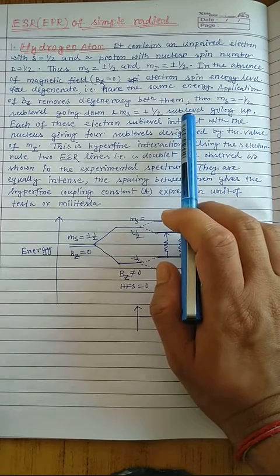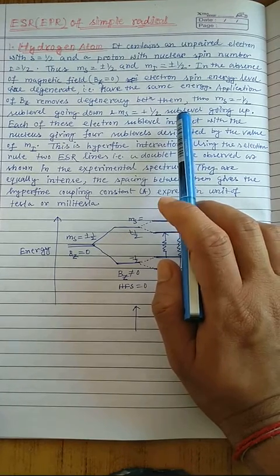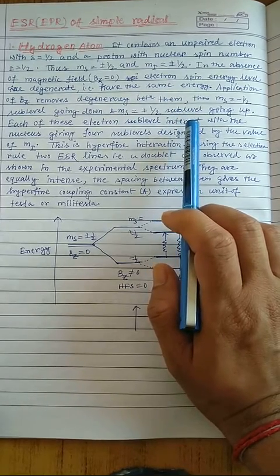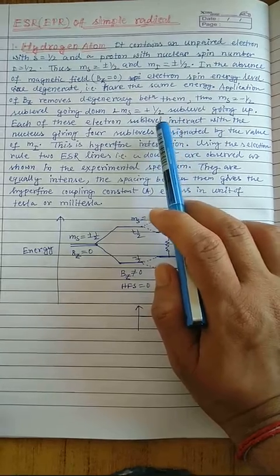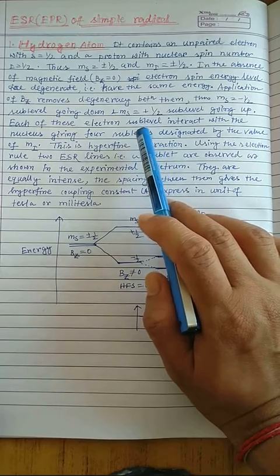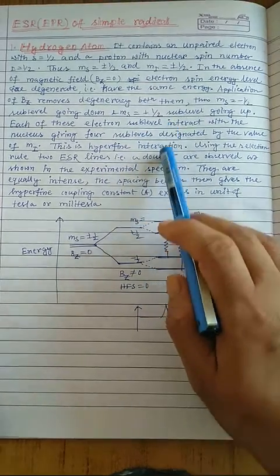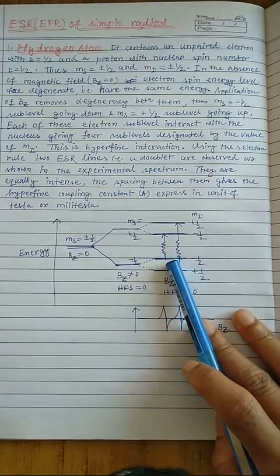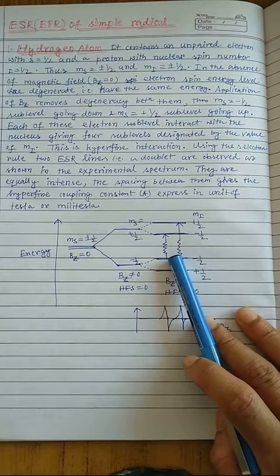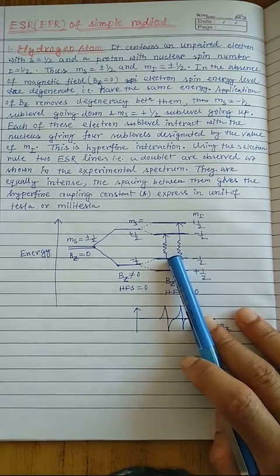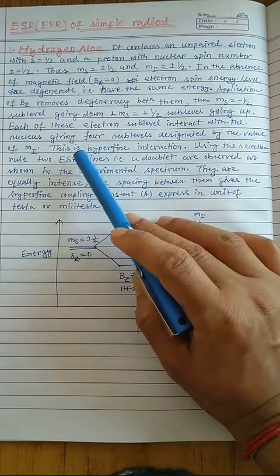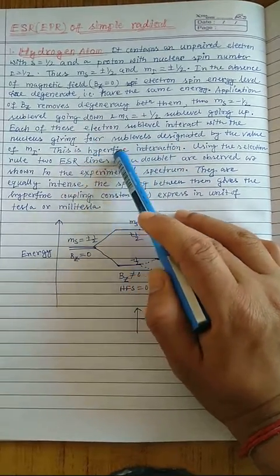We know the energy equation E equal to ge mu B Bz ms. So if you put ms equal to minus half, the energy becomes negative, so it decreases, and when you put ms equal to plus half, its energy becomes higher, so it goes up. So the minus half level goes down and the plus half goes up. Each of these electron sublevels interacts with the nucleus, giving 4 sublevels designated by the value of mi. So this is hyperfine interaction.